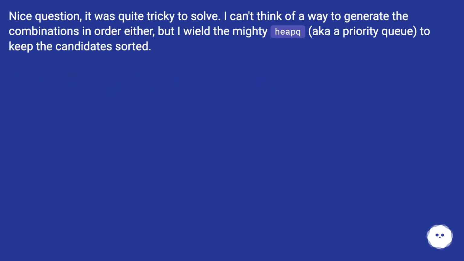Nice question, it was quite tricky to solve. I can't think of a way to generate the combinations in order either, but I wield the mighty heap, aka a priority queue, to keep the candidates sorted.